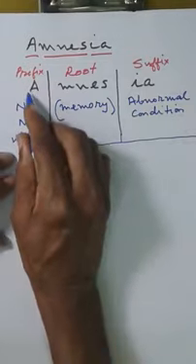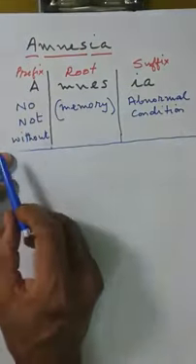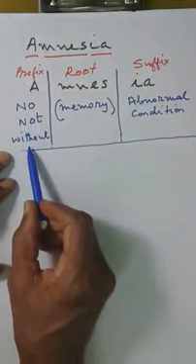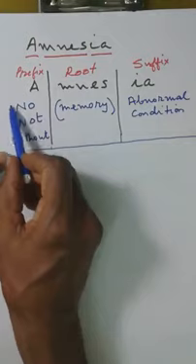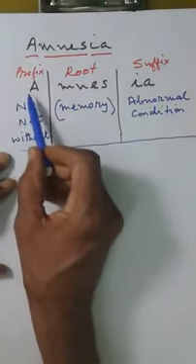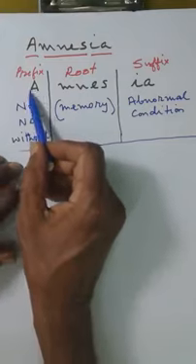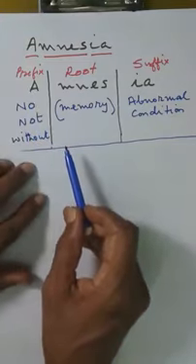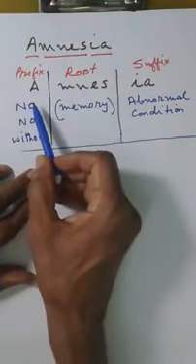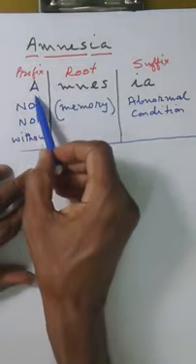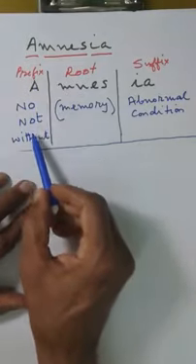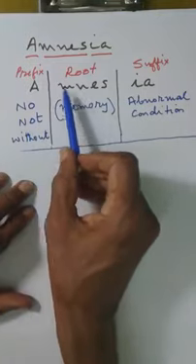Prefix A means no, not, or without. These three meanings are there for the prefix A. So whenever you write a word before the root, it is considered as prefix, and if that word is A, that means it is a negation of this word.